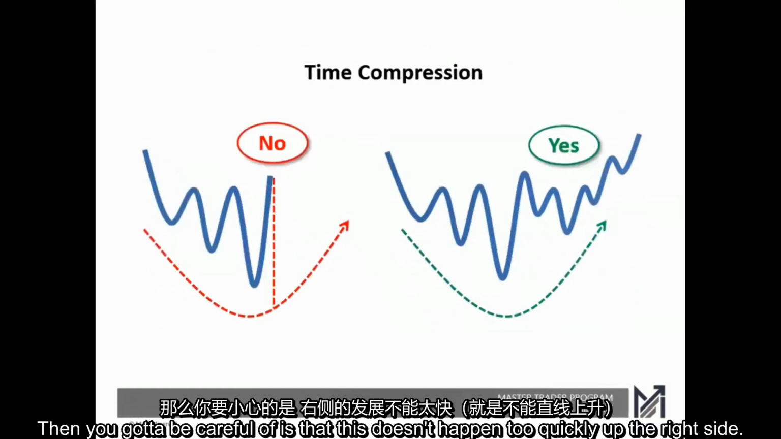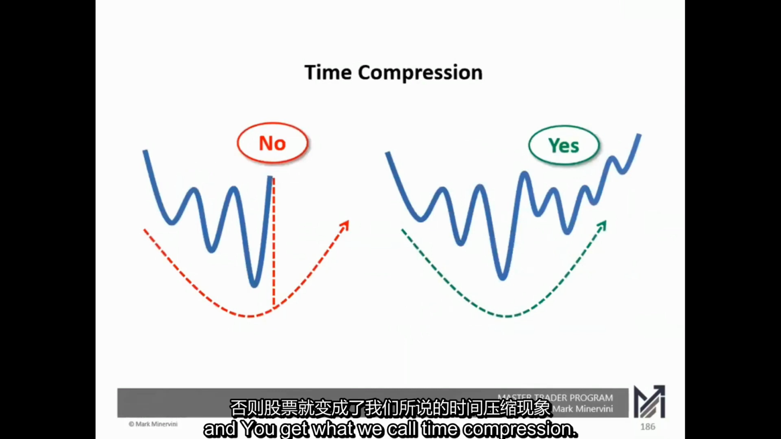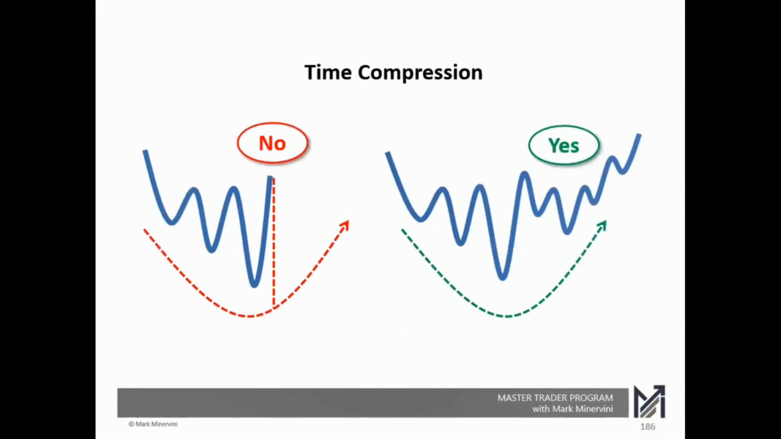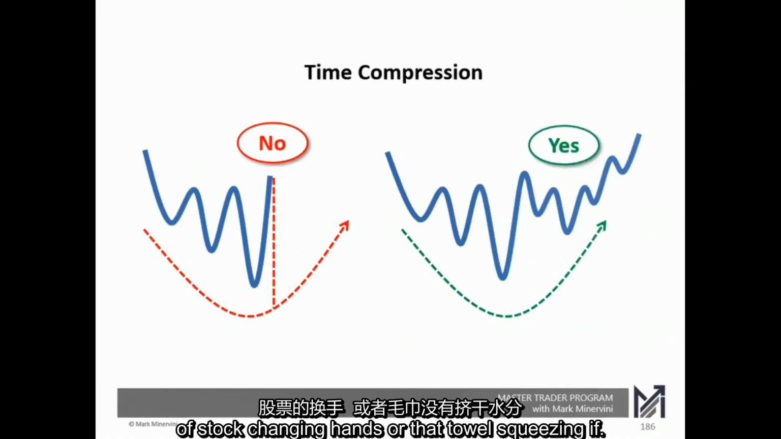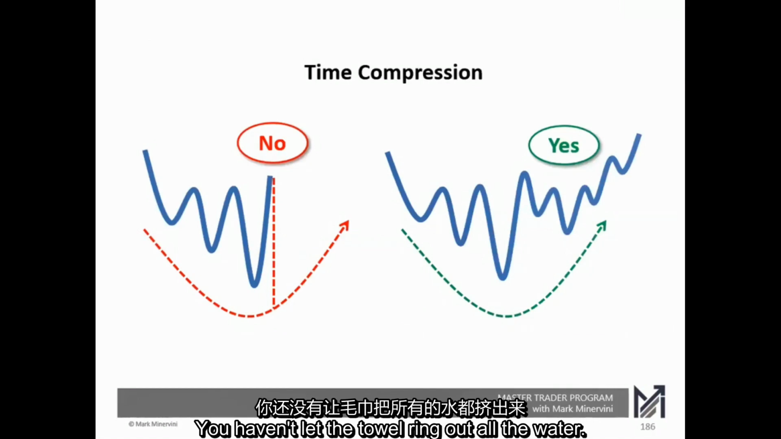Now, the thing you've got to be careful of is that this doesn't happen too quickly up the right side, and you get what we call time compression. Time compression is simply where the stock chart hasn't been allowed enough time to go through the natural dynamics of supply and demand, of stock changing hands, or that towel squeezing. You haven't let the towel wring out all the water.